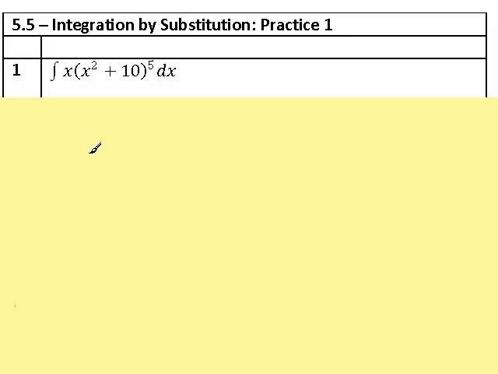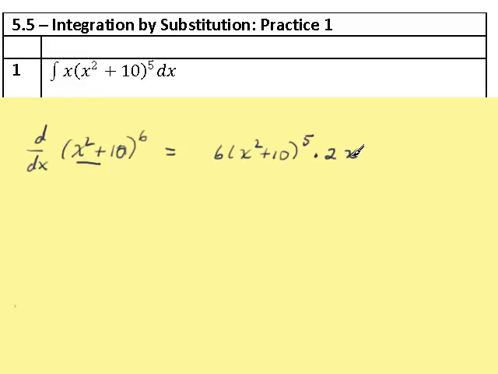In this course, we're going to do a lot of integration techniques, and we're going to start with integration by substitution. Let's start by looking at a derivative that's related to our integral. We're going to use the chain rule here to take this derivative, bring down the 6, subtract 1 from the exponent, and multiply by the derivative of the inner function. That would be 2x. Let's simplify this. 6 times 2, so we have 12x (x squared plus 10) to the 5th.